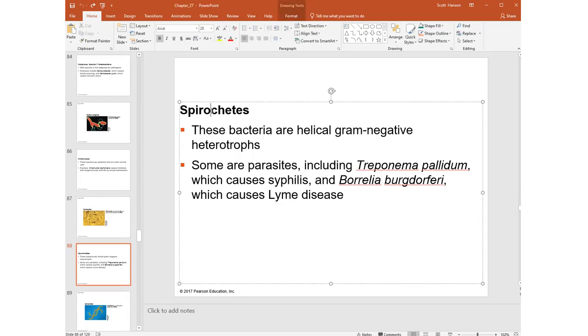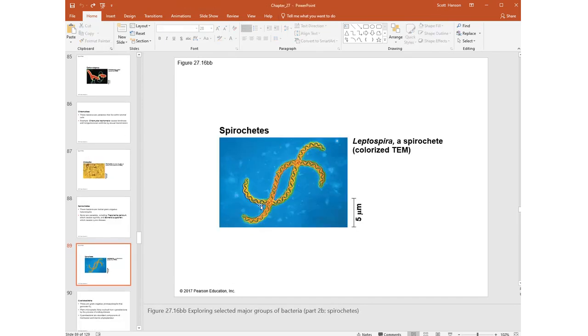Then there are spirochetes. They're spiral shaped, helical shaped, gram-negative heterotrophs. Some are parasites, like the Treponema pallidum that causes syphilis, and Borrelia burgdorferi, which causes Lyme disease. That's transmitted by ticks, remember. So here's a beautiful color photograph taken under a transmission electron microscope at very high power, showing a couple of very nice spirochetes.